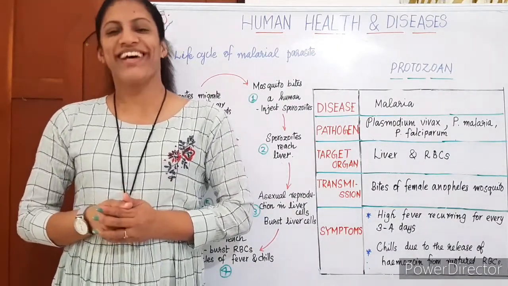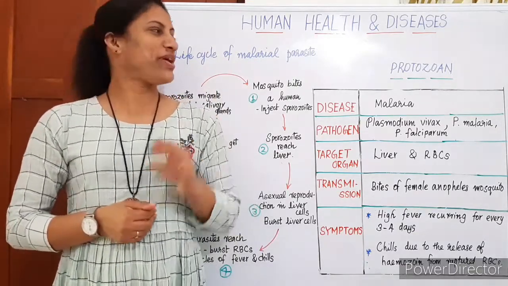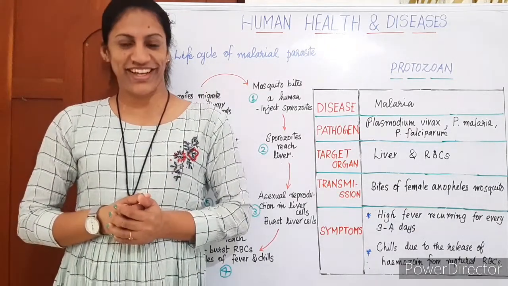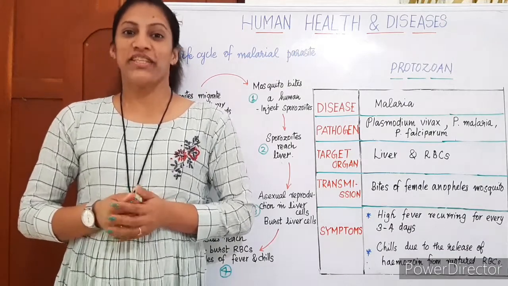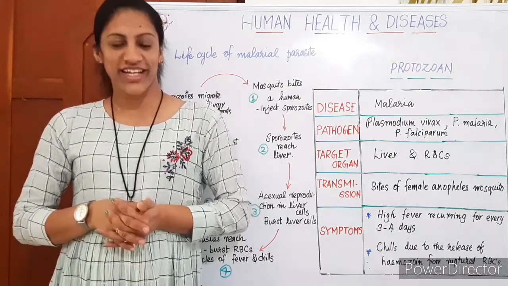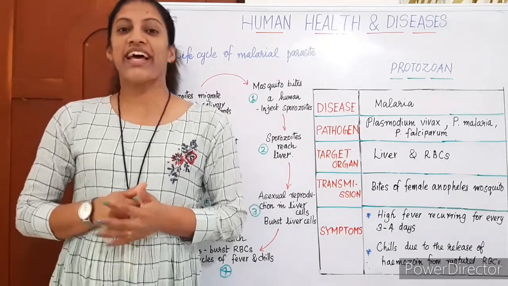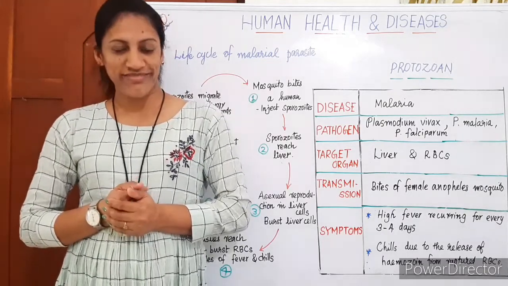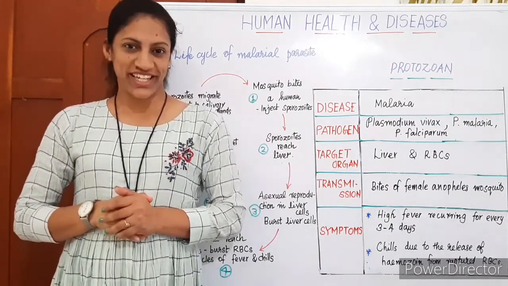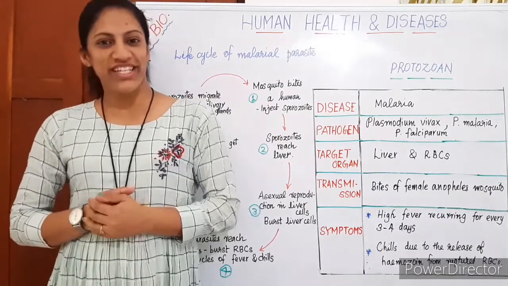Biology topics. Let's continue the chapter Human Health and Diseases. We have already completed the bacterial diseases in humans, 2 examples, and a viral disease in humans, and our next topic of discussion is protozoan diseases.